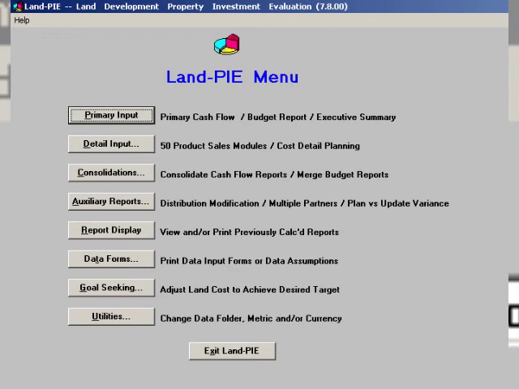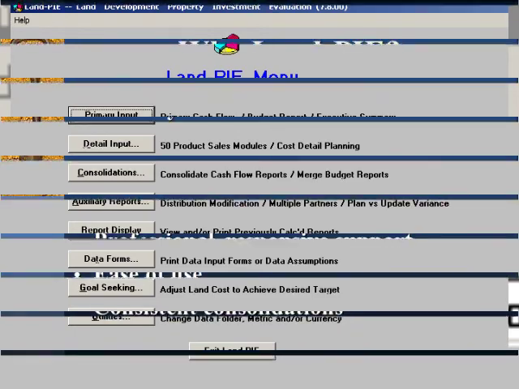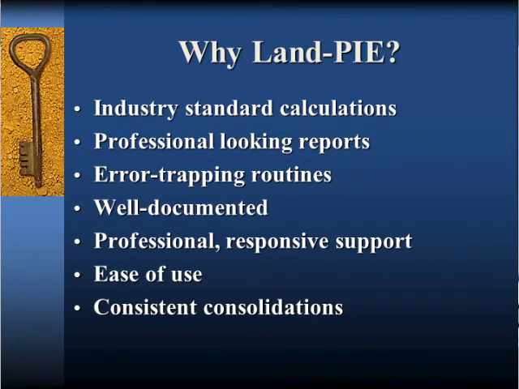Who has the time or interest in creating elaborate, complicated spreadsheets that can only be used by a limited number of people in the company? Between the well-written user manuals, on-screen tips, and unlimited telephone support, Land-PIE users are installed, operational, and productive in a short period of time without expensive, time-consuming training classes.